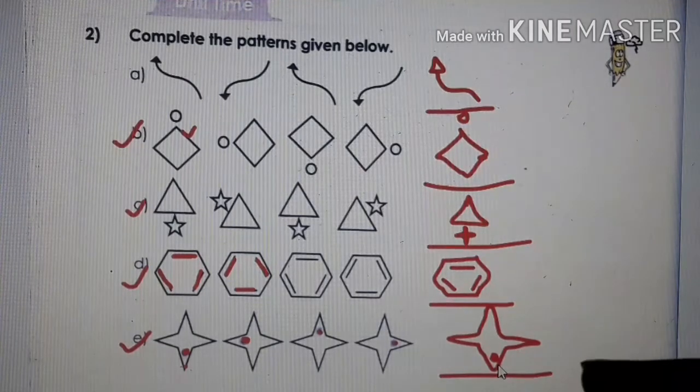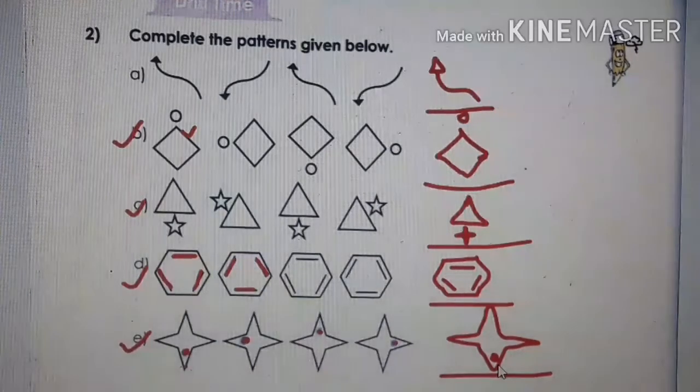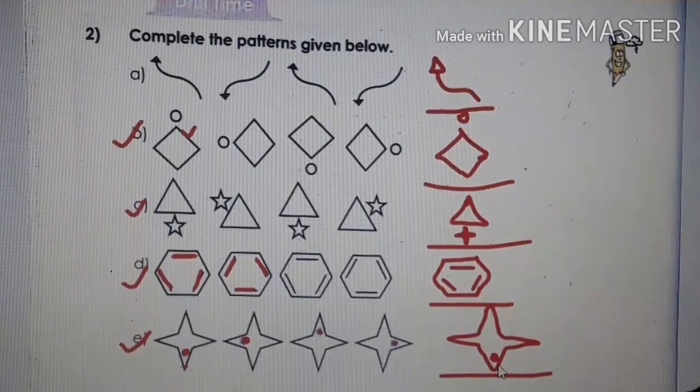So the patterns chapter is finished, and it is very easy and very fun to do. You will enjoy doing it if you understand once. Okay, and if you have any doubt, you can ask me.